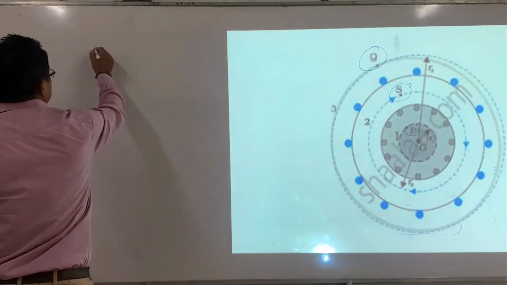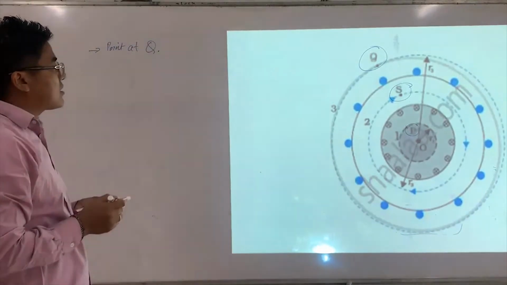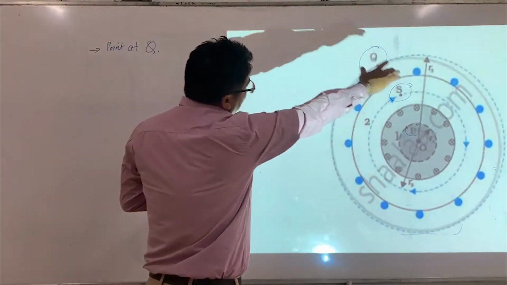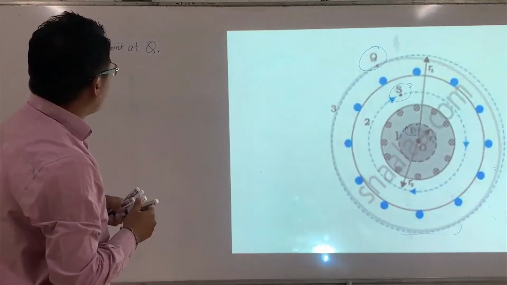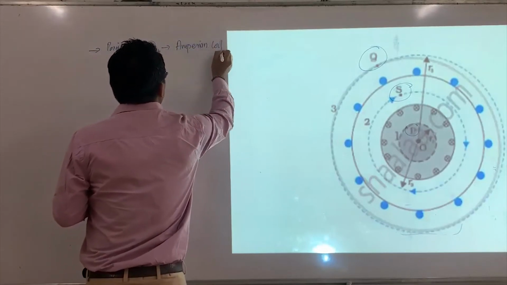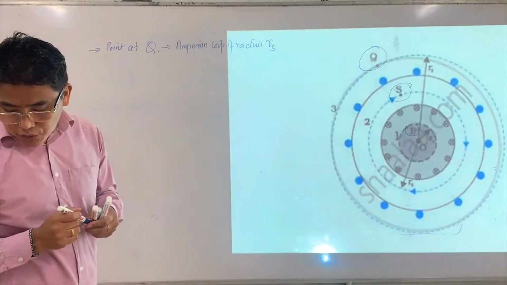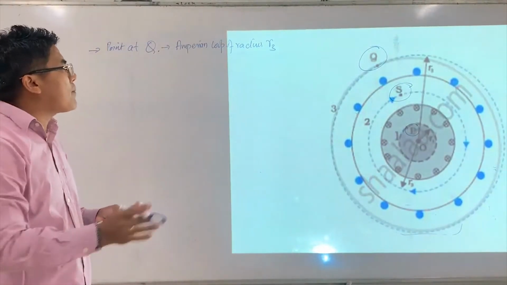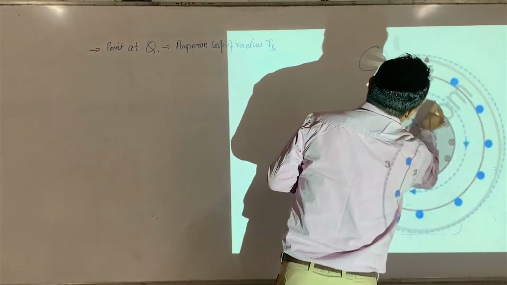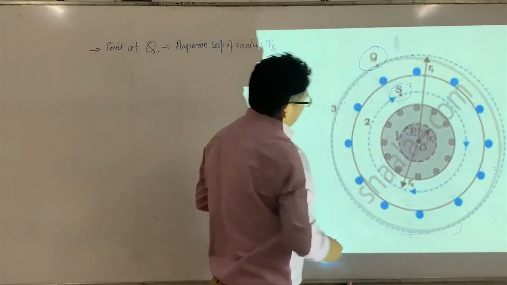So first, the point at Q. At point Q, I have drawn an Amperian loop. Look here, very simple. An Amperian loop of radius r3. And I am going to put a plane surface. Let's say I am going to take this surface. This is the surface. I hope you can see this.